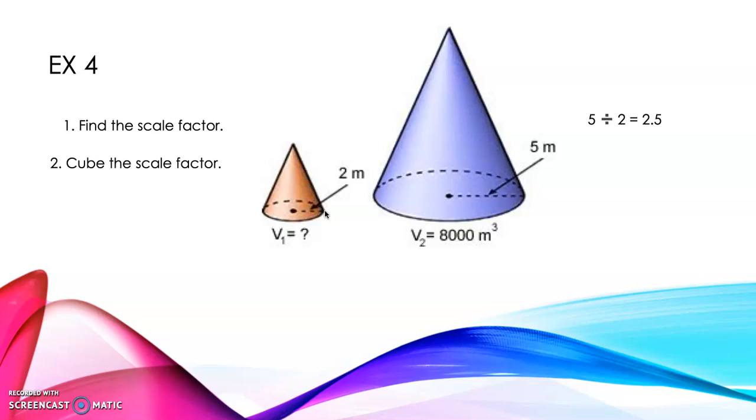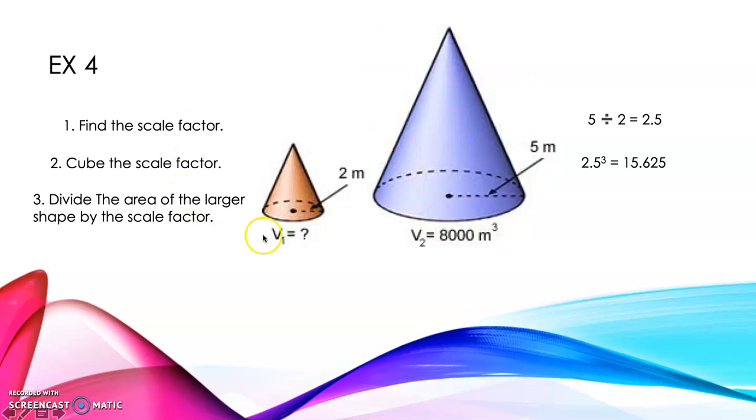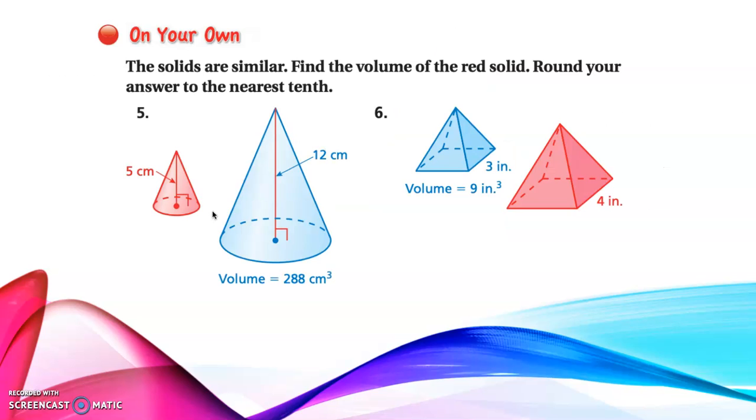Step 2, we're going to cube this number. That means raising it to the third power. 2.5 to the third power is 15.625. Because we're going from a larger shape to a smaller shape, we need to divide by that scale factor. And 8,000 divided by 15.625 is 512 meters cubed. Now, you try some on your own.